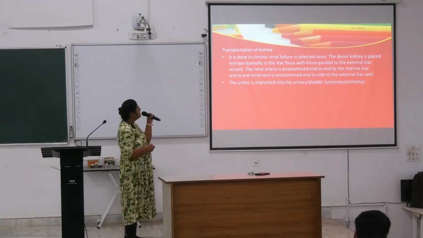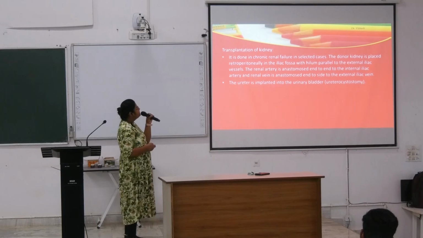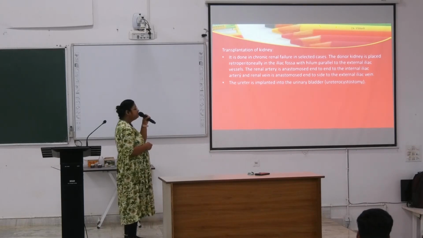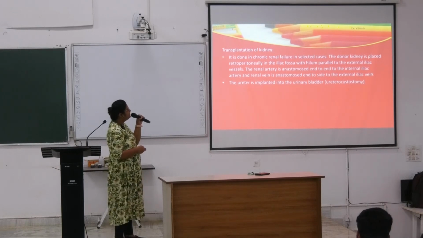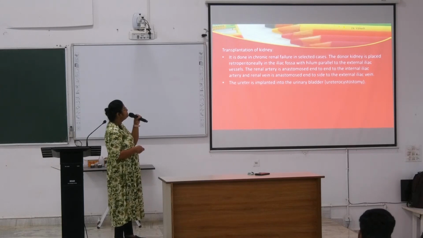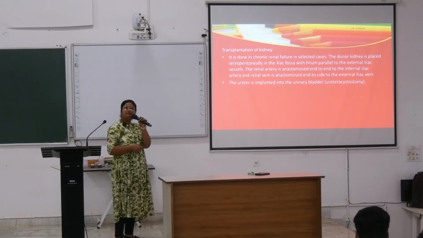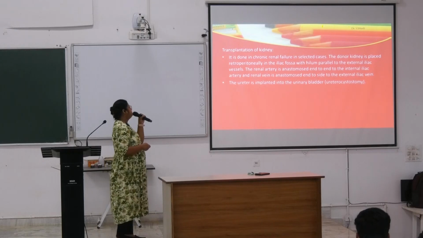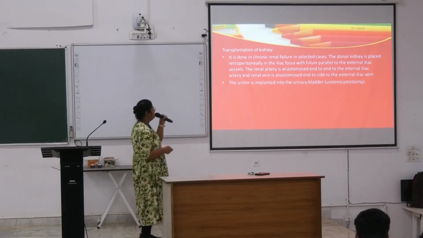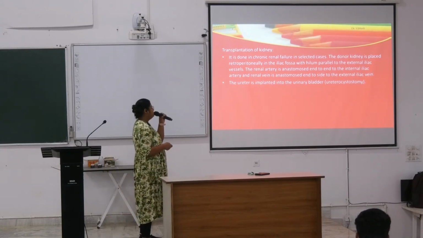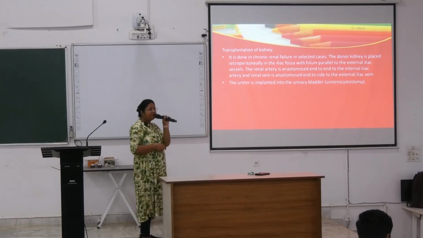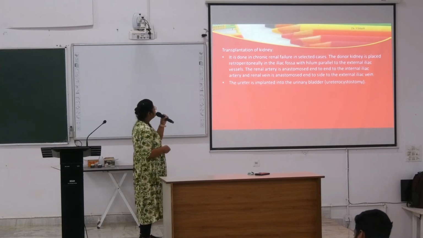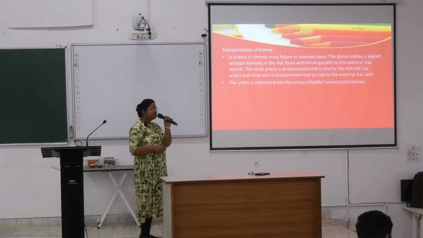It is placed in the iliac fossa with hilum parallel to the external iliac vessel, and renal artery is anastomosed end to end to the internal iliac artery, and renal vein is anastomosed end to side to the external iliac vein, and the ureter is implanted into the urinary bladder. That is known as ureterocystostomy. Ureter is connected with urinary bladder for passage of urine. So this is transplantation of kidney.